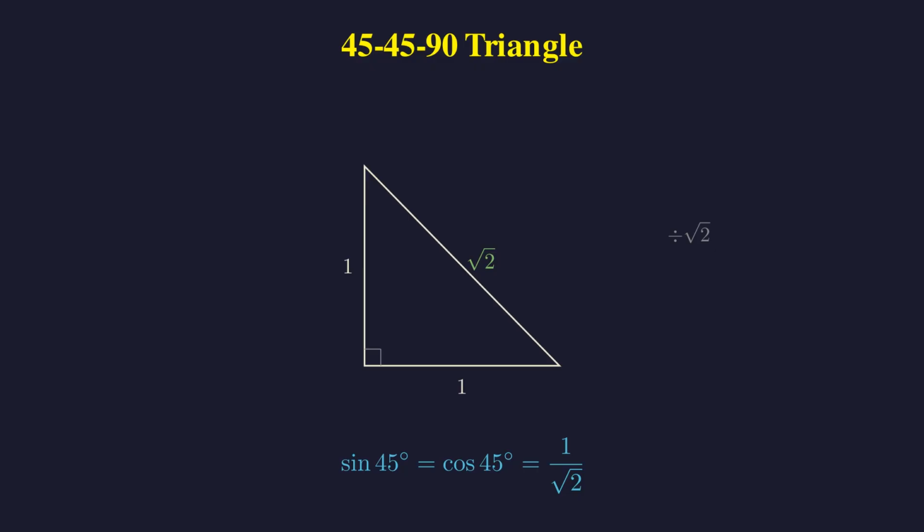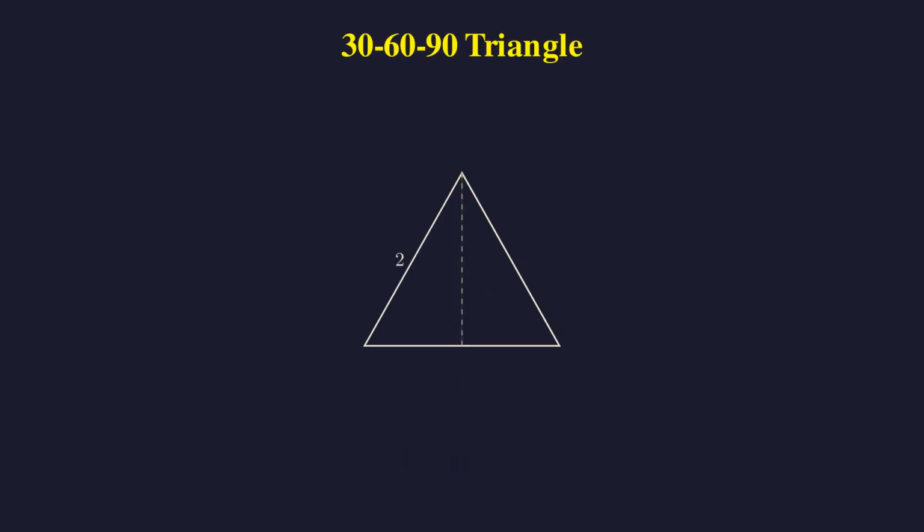Now for 30, 60, 90. Start with an equilateral triangle of side 2. Cut it in half. You get a right triangle. Hypotenuse 2, short side 1, and by Pythagoras the long side is root 3. Sine 30 is 1/2. Cosine 30 is root 3 over 2. Flip for 60. Pause if you need to.